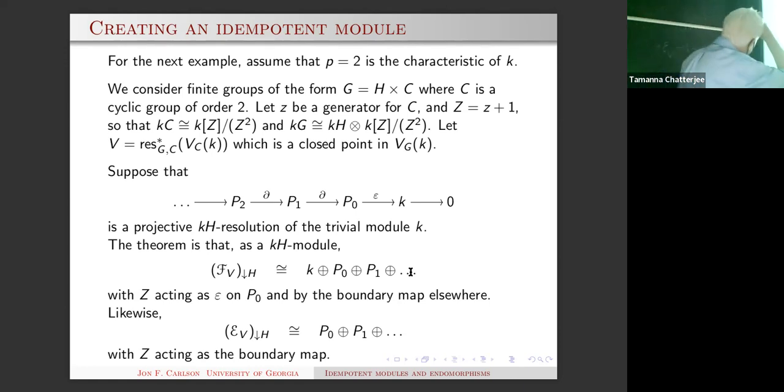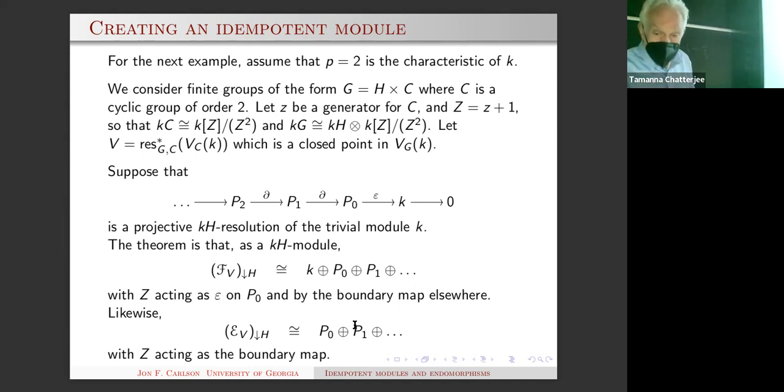And when p is odd, by the way, you can do this, but what you have to do is take every other term and add a multiplicity here, add it p minus 1 times. And the notation gets a little more complicated than you want to see.